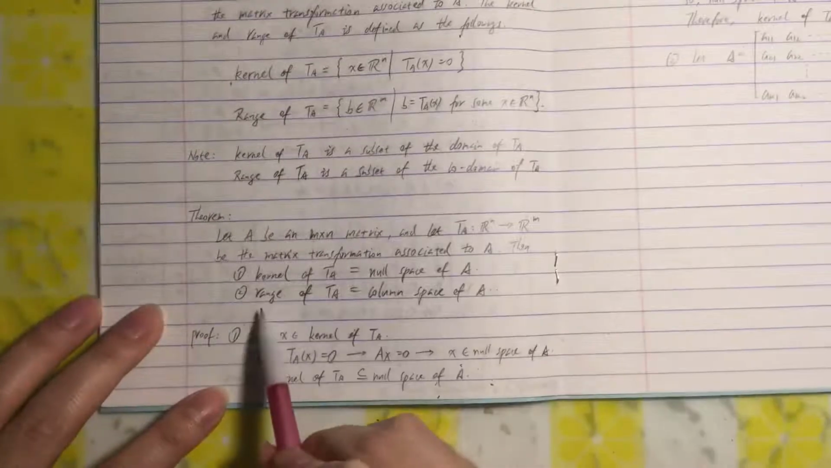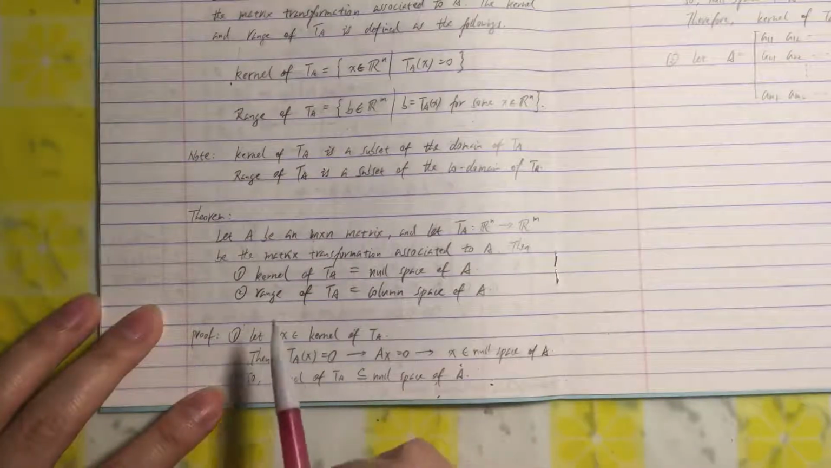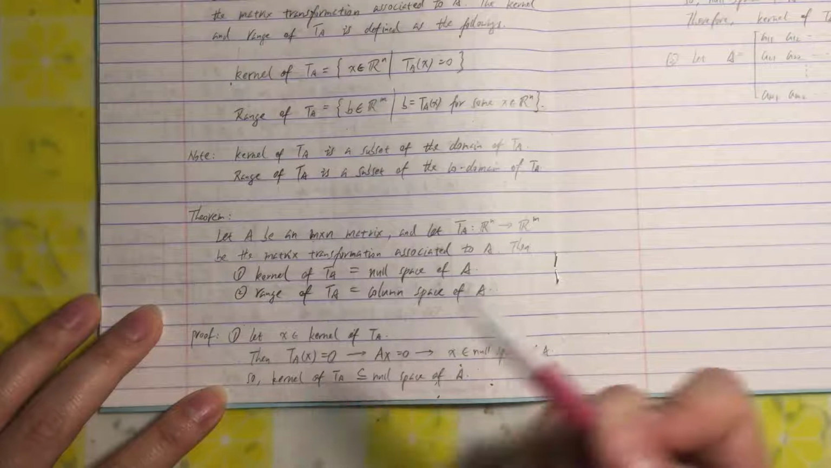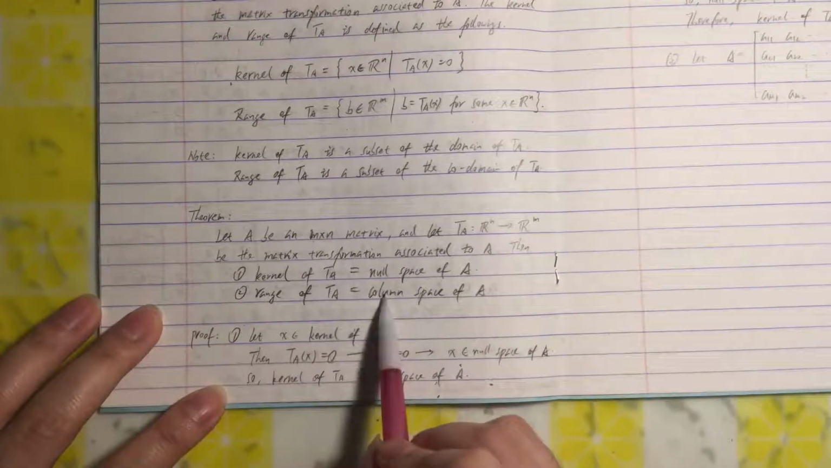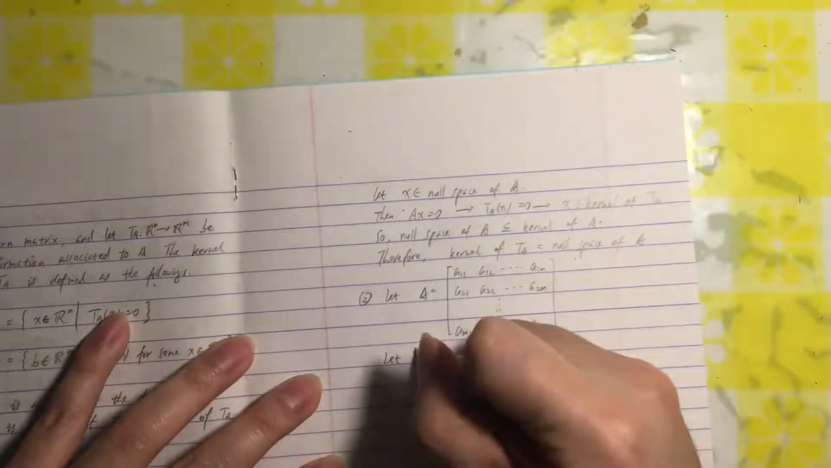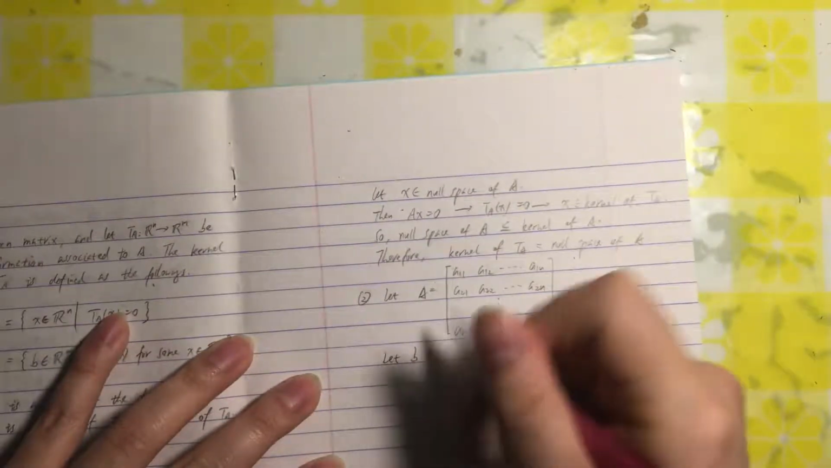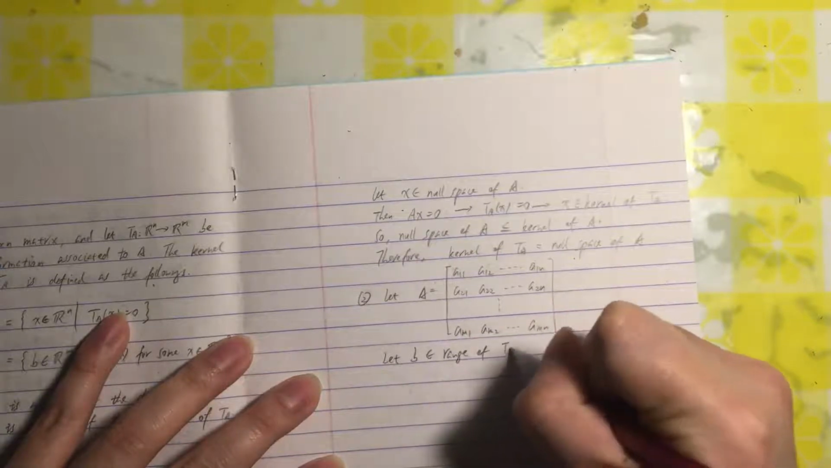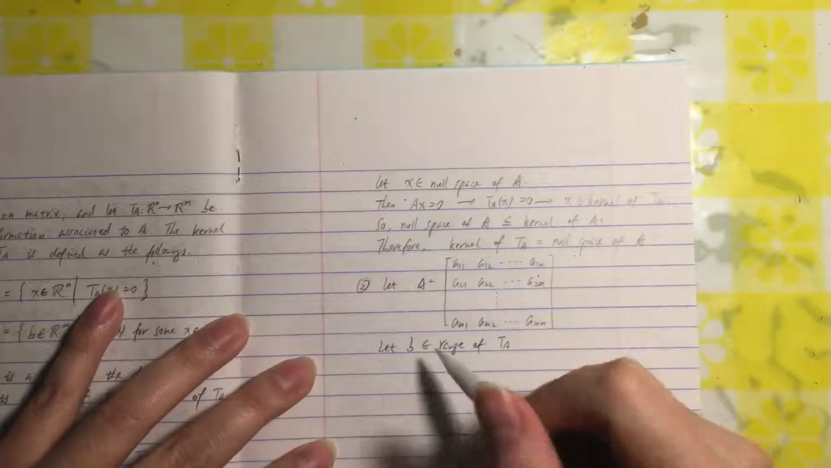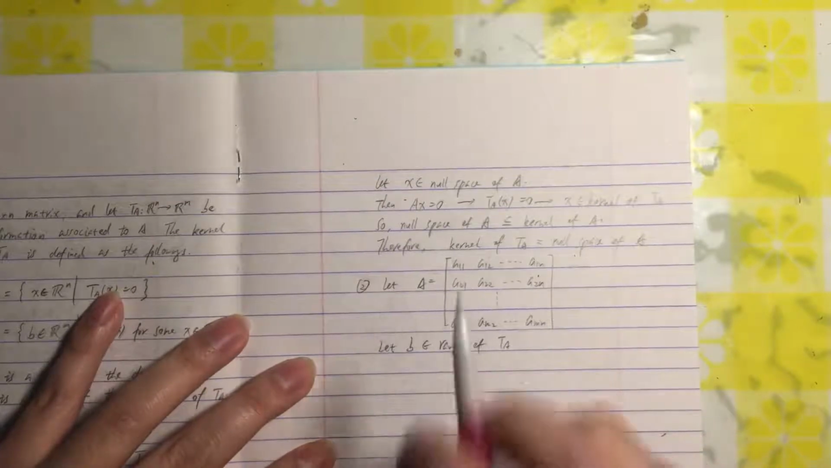In order to show two sets equal to each other, I want to show they are subsets of each other. So first of all, I try to show that the range of T sub A is a subset of the column space of matrix A. So let B be an element of the range of T sub A. I try to show that this B also belongs to the column space of matrix A.